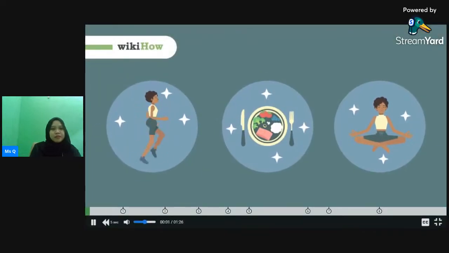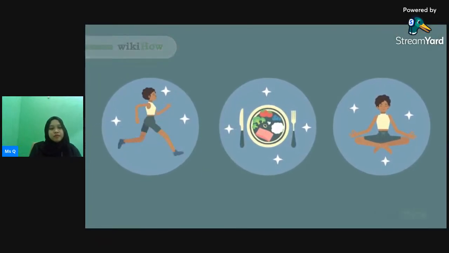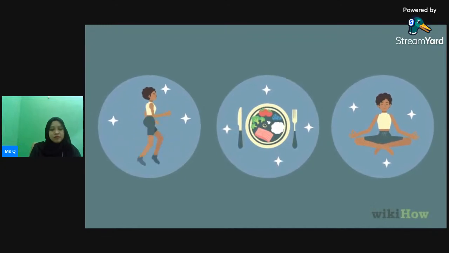To be healthy, make healthy changes to your lifestyle by exercising more, eating a balanced diet, and reducing stress.